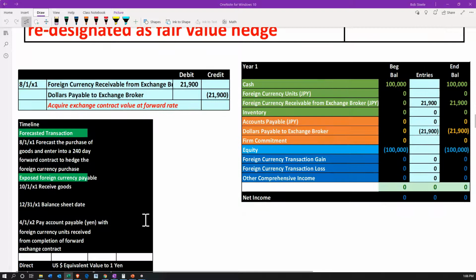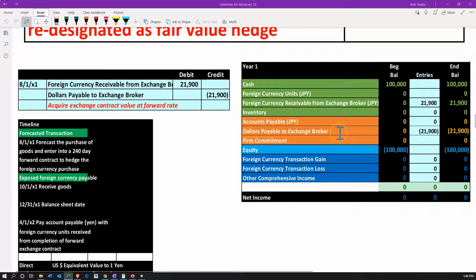All right, so first thing that happens is on 8/1, we have the forecast to purchase goods. This is the one we're going to put the forward contract on the books in the same way, but this is where the difference is between some of our other kind of transactions, and that is that it's a forecast and not a contract. Okay, so then we have the foreign currency receivable. We're going to put basically a receivable and a payable on the books. The receivable is going to be a foreign currency receivable from the exchange broker. We're going to be receiving in yen at the end of this contract in 240 days, which we're going to value, and we'll see how to value it shortly, in basically dollars, which is going to be at that $21,900.